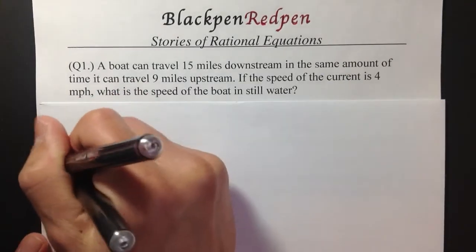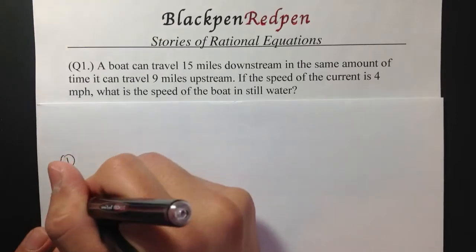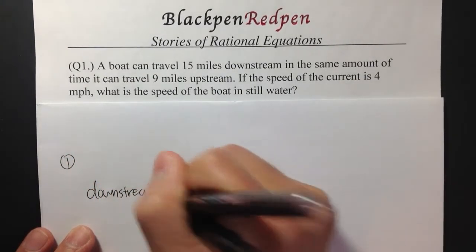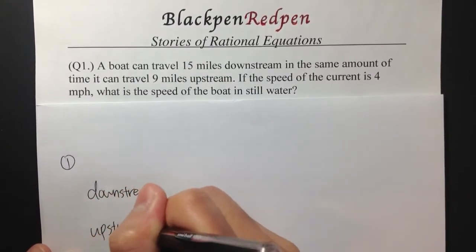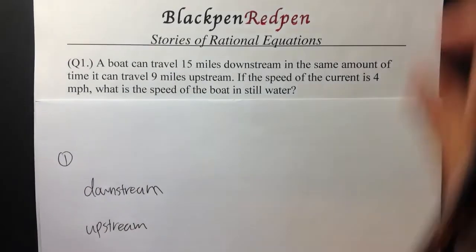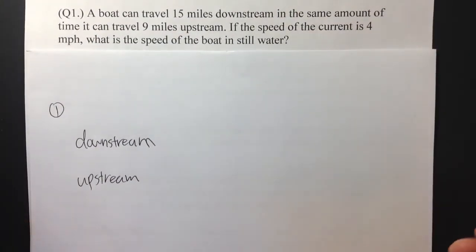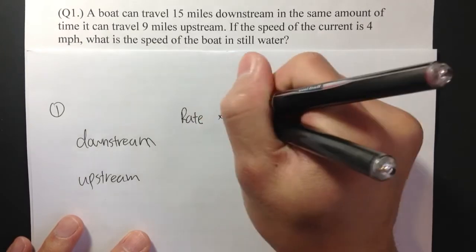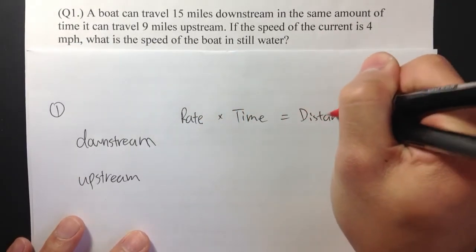So let's see. This question involves two situations. When the boat is going downstream, down with the water, or when the boat is going upstream, going up against the water. And notice that this question talks about the distance, the speed, and the time. So it's going to involve this formula here. We know rate times time equals distance.